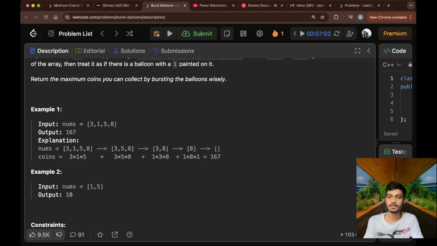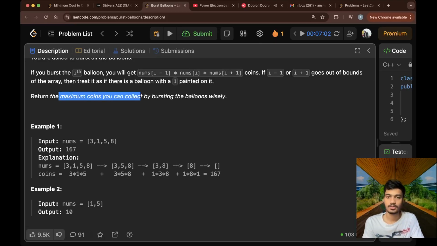So in this problem, what I'm thinking is that I have to burst balloons. If I burst this balloon, I'll get the coins as 3 into 1 into 5. If I burst this balloon, if I've already burst the others, then 3, 5 and 8. And if I have 8 as my balloon, then 5 is already gone, so 3 and 1, and then 3, like this. And we have to get the maximum points by bursting the balloons wisely, and we have to burst every balloon.